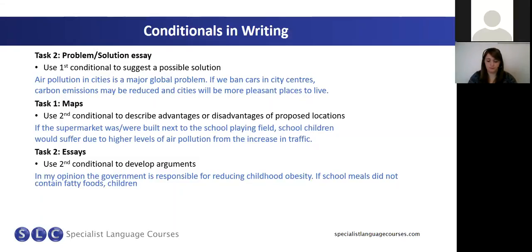Okay, so we've got various ways to finish this sentence. Children would not suffer weight problems. And again, we can use would or could or may or might, depending on the strength of your opinion.